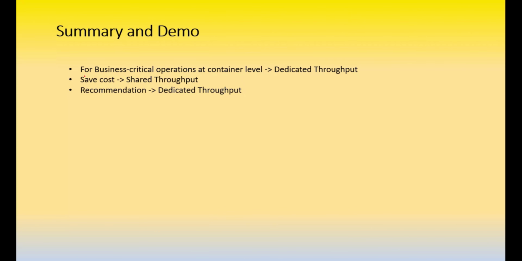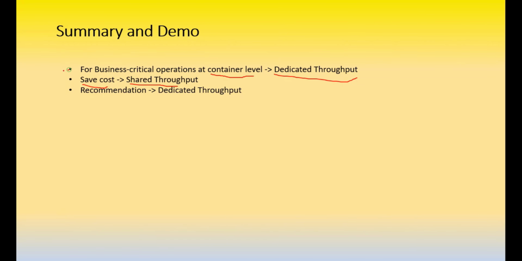Whenever you have business critical operations or applications, you definitely need to go with the container level, that means dedicated throughput. In that case, dedicated throughput is the best choice. If you don't have a business critical application, or performance intensive operations, then you can save cost by using shared throughput. Because whenever you go for dedicated throughput, whether you use those RUs or not, you still have to reserve that amount of RUs for that particular container, and you will get charged whether you are using them or not. That is a trade-off.